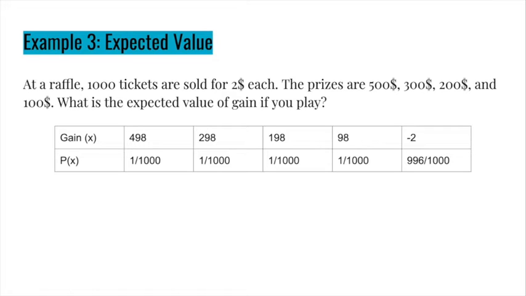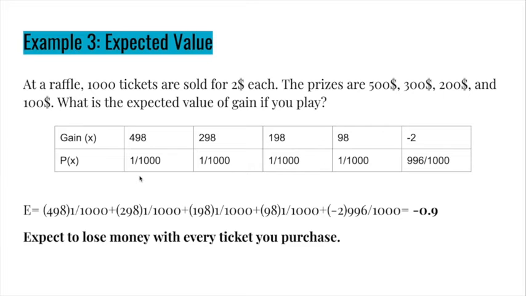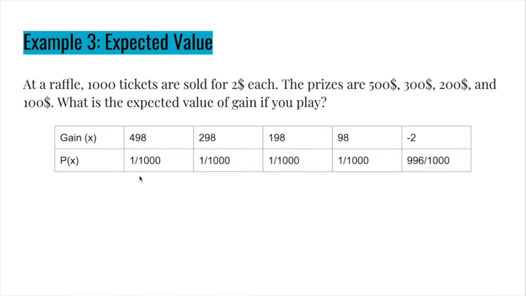So here we have the chart all filled out: 498, 298, 198, 98, and -2, just to factor in the chance that you don't win any of the 4 prizes. And the probability of winning each one is 1 out of 1,000. And then to find the probability of your loss, you're just going to add up all these probabilities and subtract them from the whole, which is 1,000 out of 1,000, or 1. So 1,000 out of 1,000 minus 4 out of 1,000 is 996 out of 1,000. And that's your odds of losing $2.